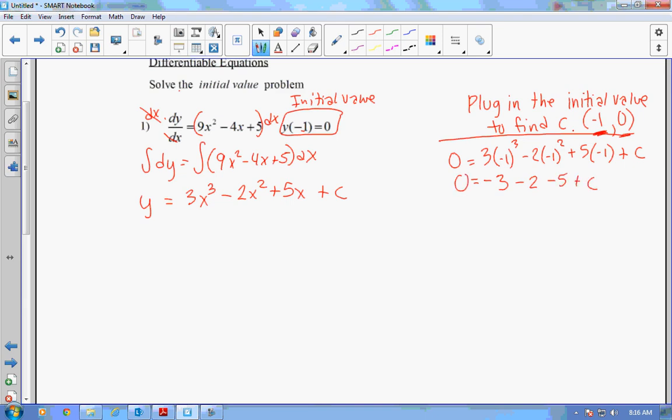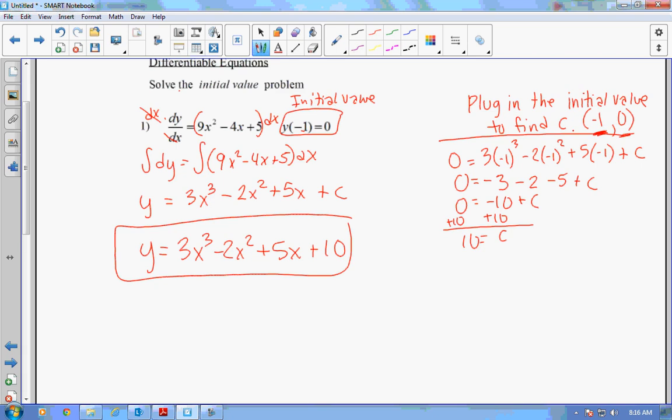Okay, find the value of c. Misha, you already have it? What'd you get? 10. Because here we have negative 10 plus c, add the 10 over, c equals 10. Okay, so our equation now is y equals 3x cubed minus 2x squared plus 5x plus 10.